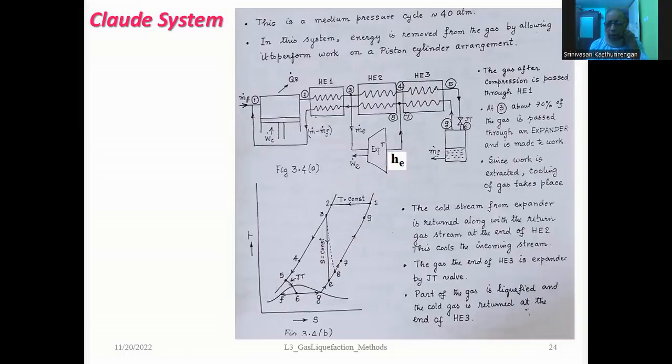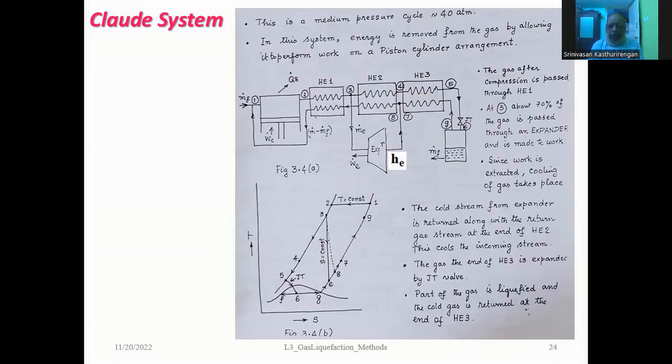Normally a simple expander can be a simple piston cylinder arrangement. You can also use a turbine in place of the piston cylinder arrangement for cooling. It's also possible to do that. So the gas after compression is passed through the heat exchanger HE1. At point 3, about 70% of this gas is passed through the expander and it is made to work, the work is extracted and the cooling of the gas takes place.